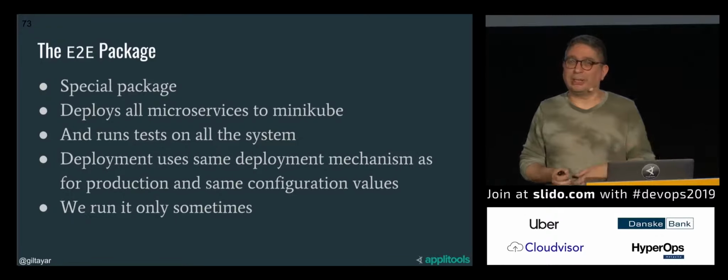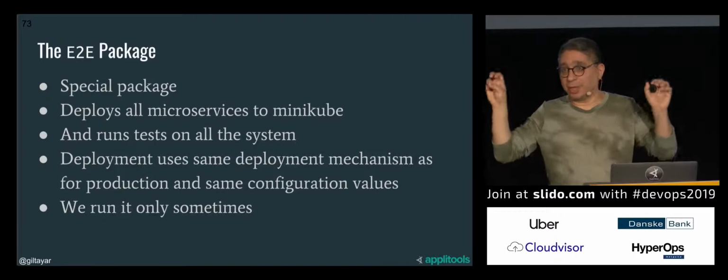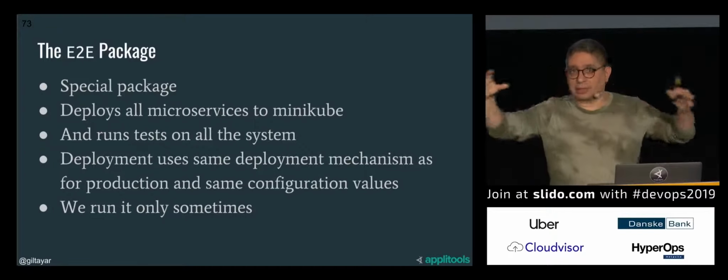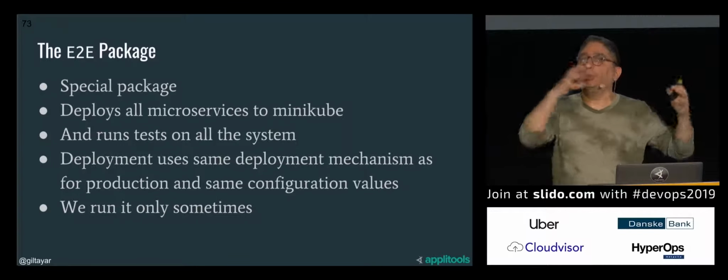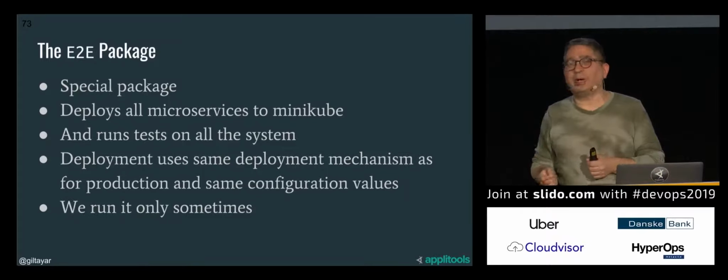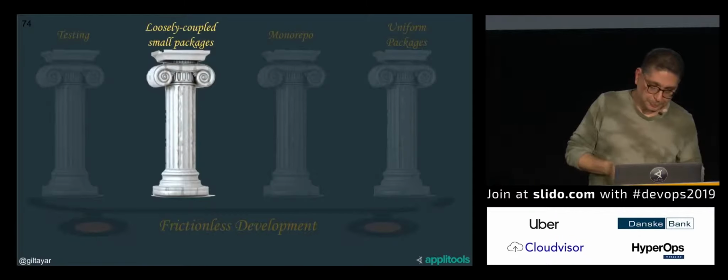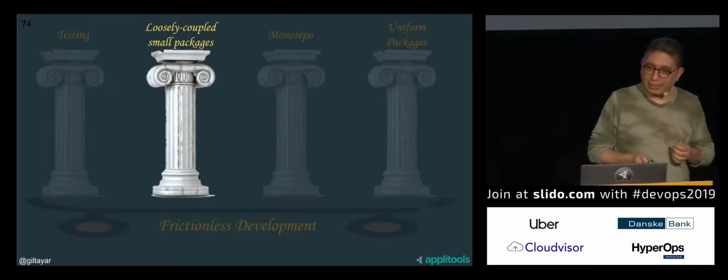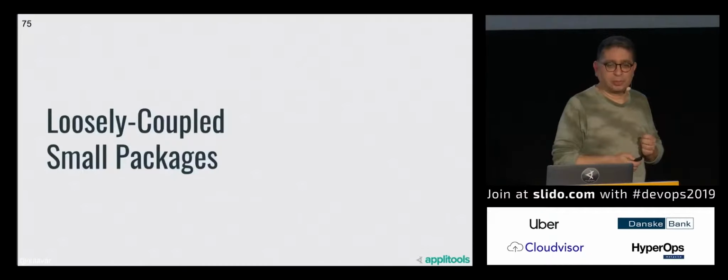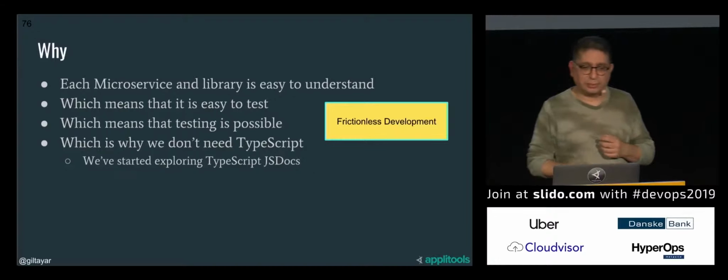We don't do it all the time. We're very smart about this: when there's a cross-microservice change, we run the end-to-end. But if it's a simple bug fix or a really small refactor, we skip the end-to-end. Which brings us, I think, to the last one, loosely coupled small packages. We've basically talked about it.